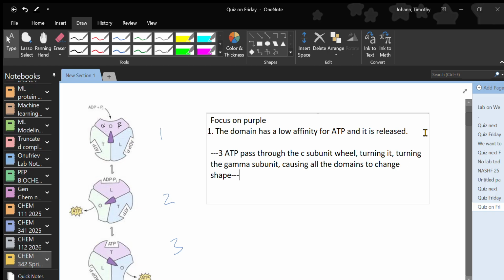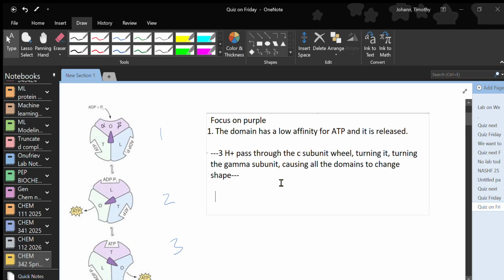Lorenzo. Did I say, what did I say last time? 3 ATP. Apparently it's stuck in my brain wrong. Thank you. 3 H plus pass through the C subunit wheel. Okay, we're making ATP here. I'm going to copy this so I don't do it wrong again, because it's going to happen again, right?